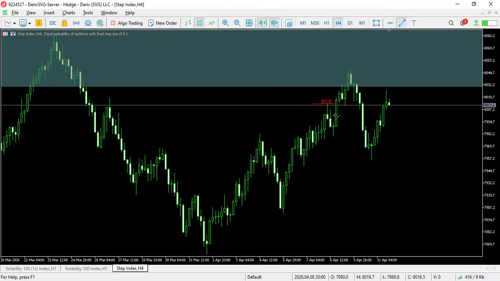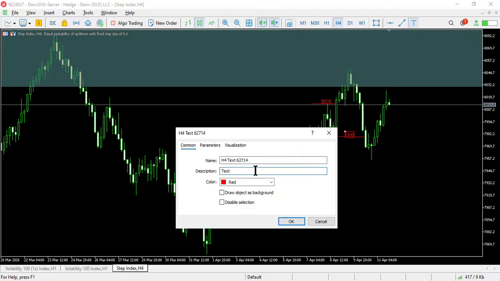And then price failed to maintain structure, and the seller stepped in at this point by breaking this higher low. We call that a change of character to indicate this bullish trend is coming to an end because the buyers could not maintain structure anymore. The sellers came in, so we have a change of character.